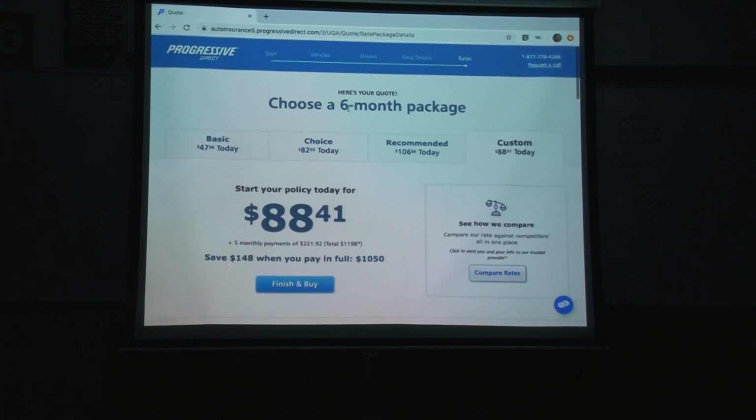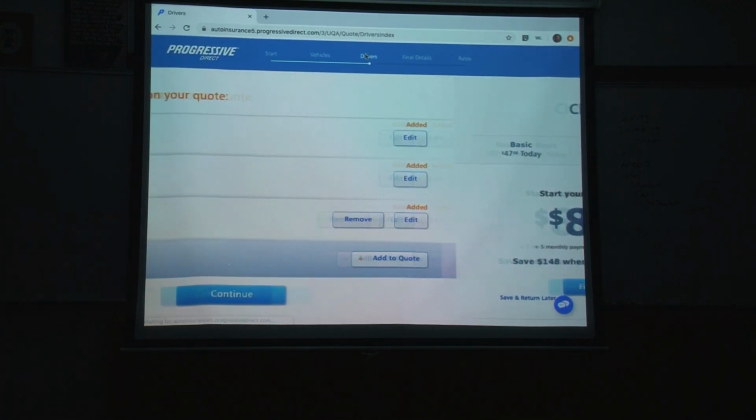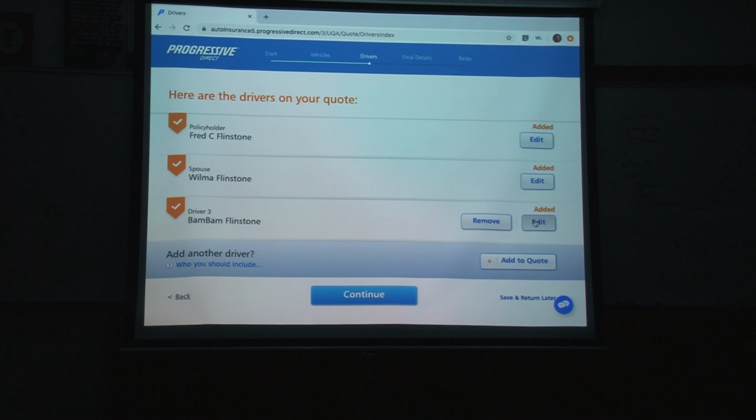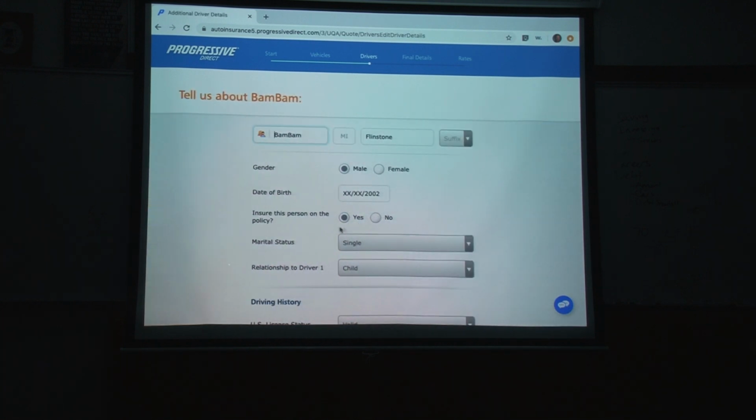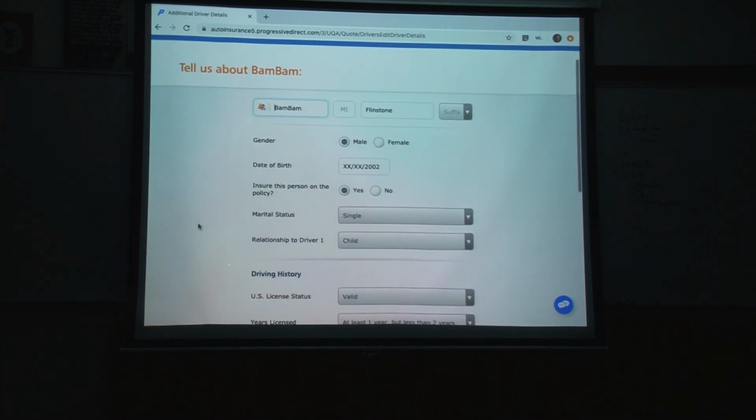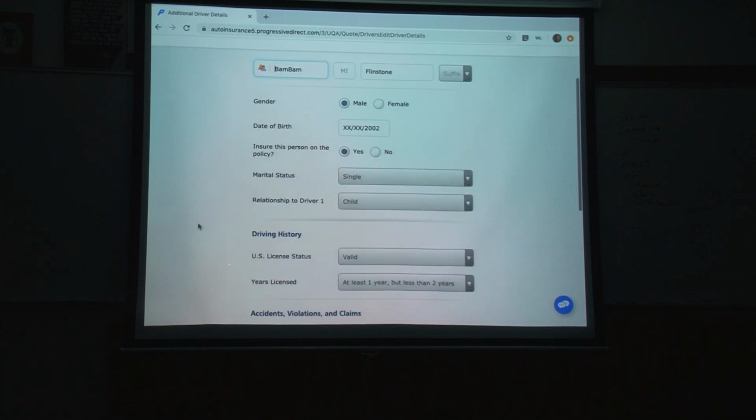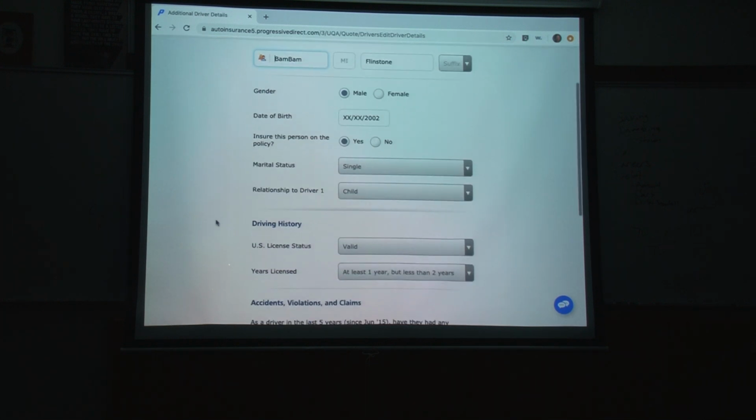So let's go back to the drivers and let's edit Bam Bam, and text Zeke and tell him to have T come open the door for him.